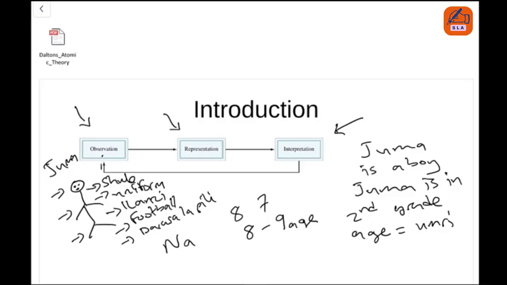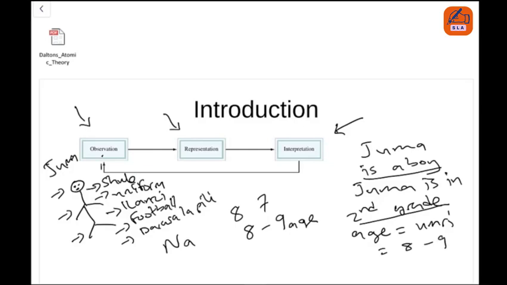Okay. Now, what is a theory? Now, tumesha introduce, tumesema tunatengeneza observations zetu, tunafanya representation yetu, tuna interpret. Now, a theory comes after the interpretation. Ukishafanya interpretation observation yako, and you see that Juma is a boy. This is your first interpretation you made. Juma is in second grade, and Juma is in ages between 8 and 9.